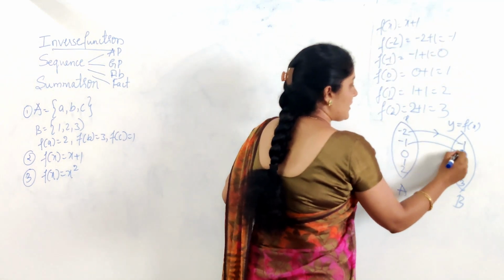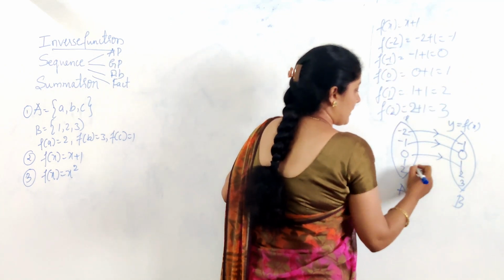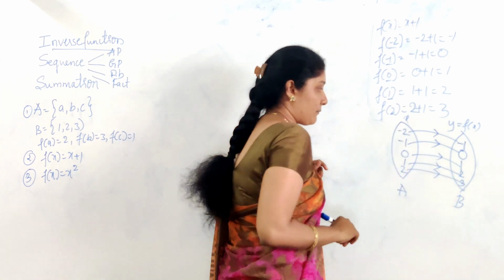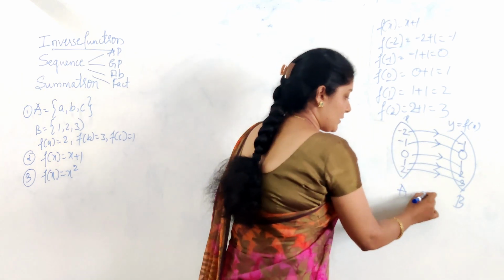f of -1 is 0. f of 0 is 1. Similarly, f of 1 is 2. f of 2 is 3. Okay, so this means this function is reversible.